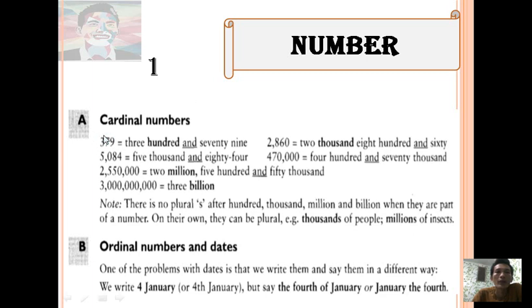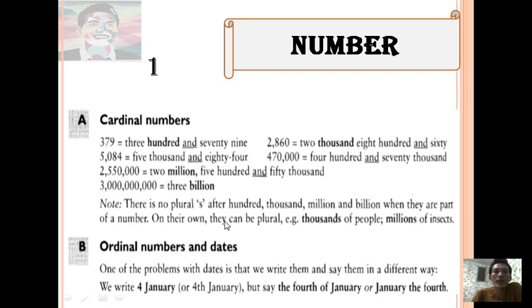You may find this one, how you mention it: 379, 5084, 2,550,000, 3 billion, 2,860, 470,000. Look at here, there is no plural after 100, 1,000, million, billion when they are part of a number.